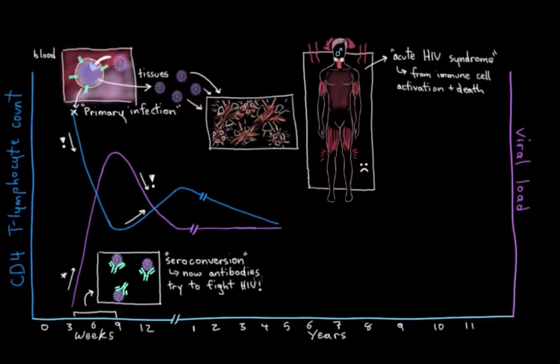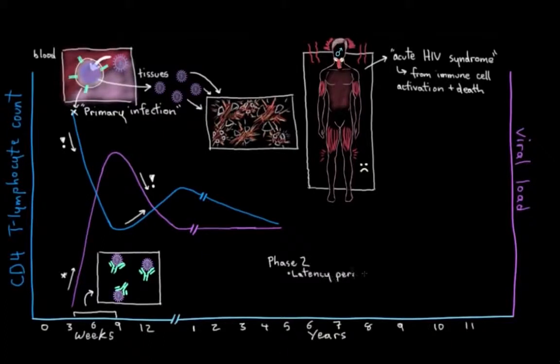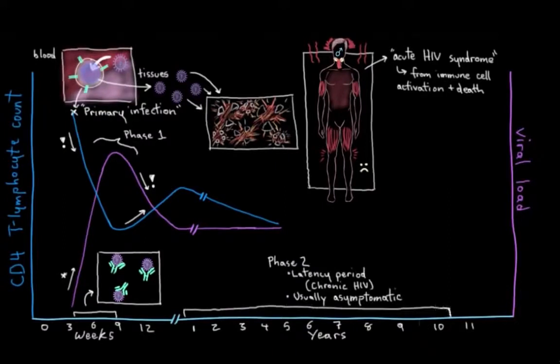So this period here is thought of as the start of the second phase of HIV infection, what's called the latency period or chronic HIV. This acute infection back here being phase 1. So in this latency period, we don't tend to see any clinical signs of HIV illness. The person is often asymptomatic. They're still infectious, but there are few or no symptoms during this phase. And without treatment, this phase will last on average about 10 years.